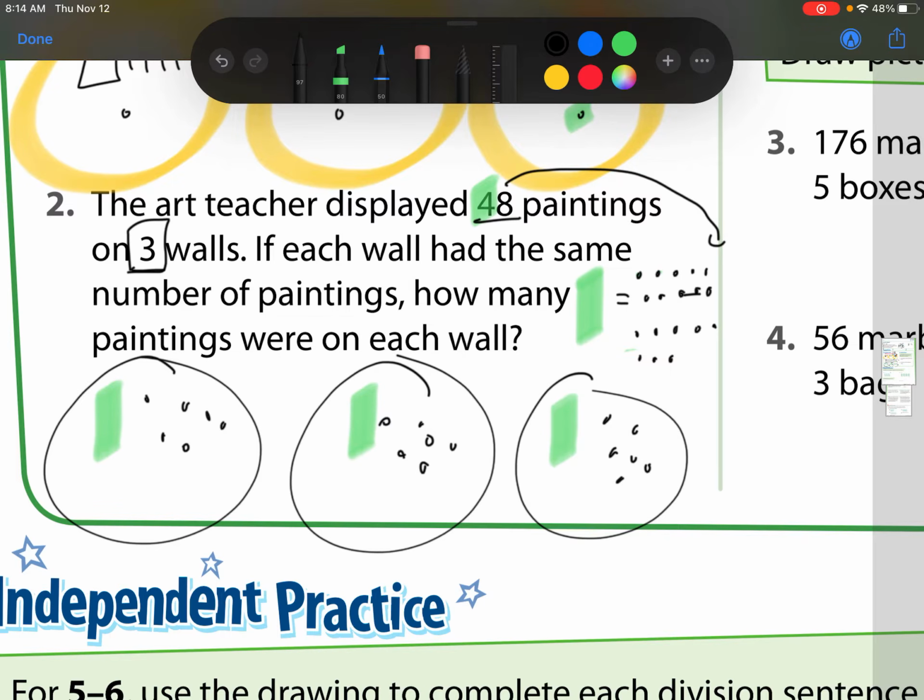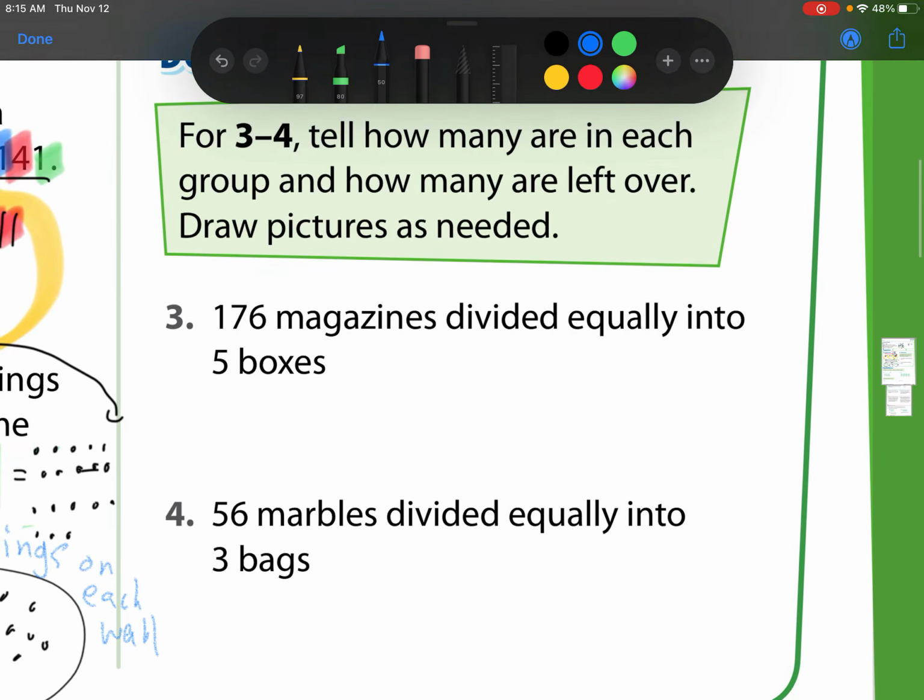So we're done. So now let's see what we have here. We have 1 ten and 6 ones. So what is that? Well, that is 16. So there's 16 paintings on each wall. Let's head to number 3 now. It says tell how many are in each group, draw pictures. So let's begin with that part.